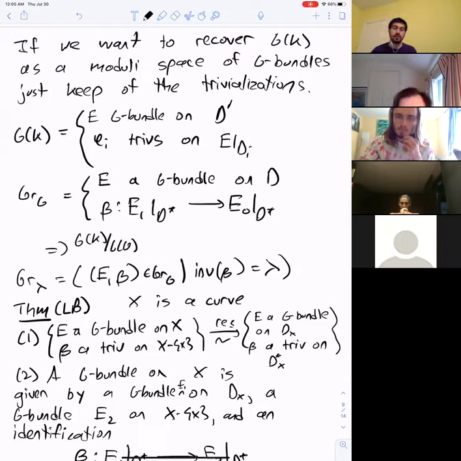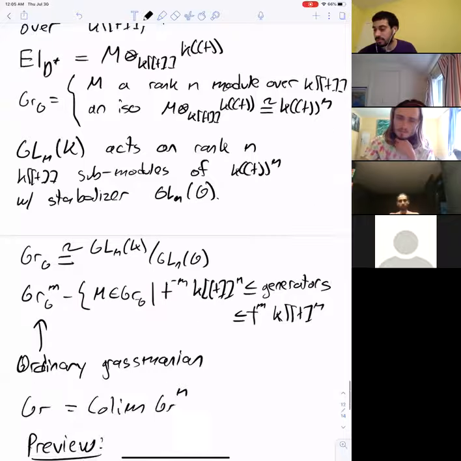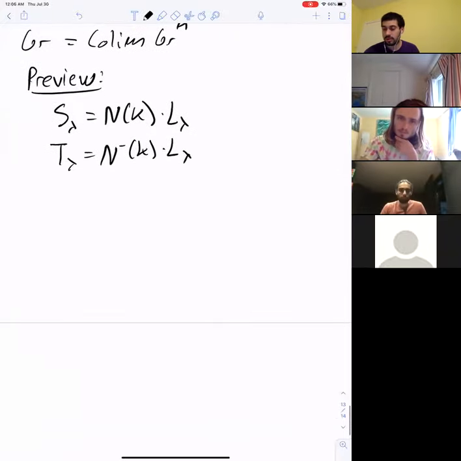For the affine Grassmannian, we can just take a single disk with a G bundle on it, and then a trivialization on the puncture. For G of K, we need to be a little more complicated. It's going to be a little involved. You remember when Saad was talking about convolution, he drew a diagram like this. We'll go through all this in more detail.